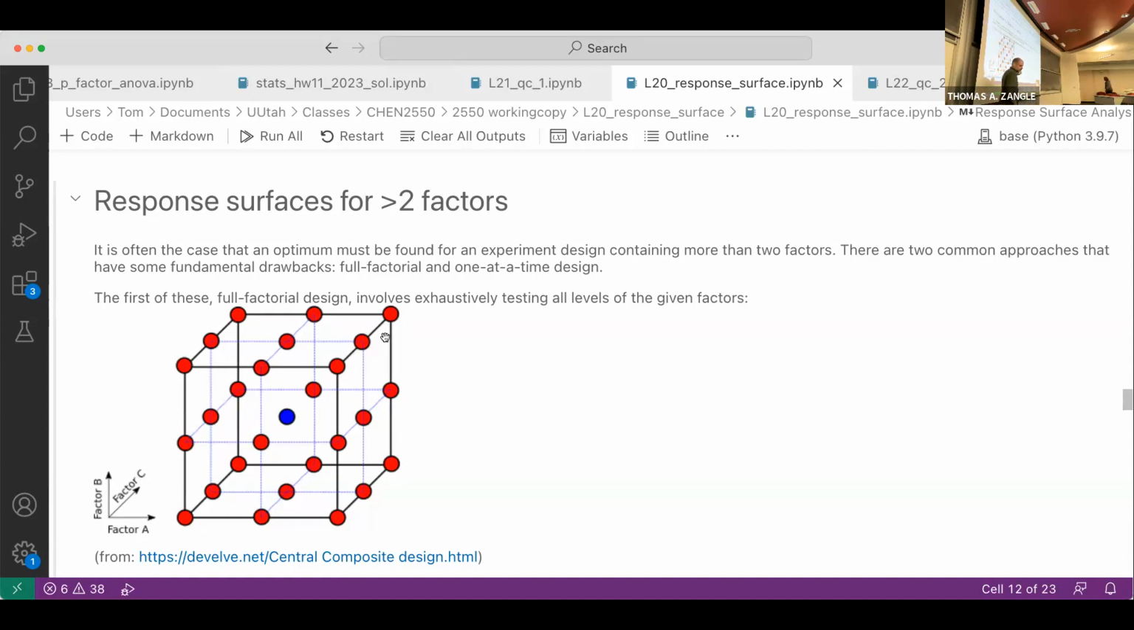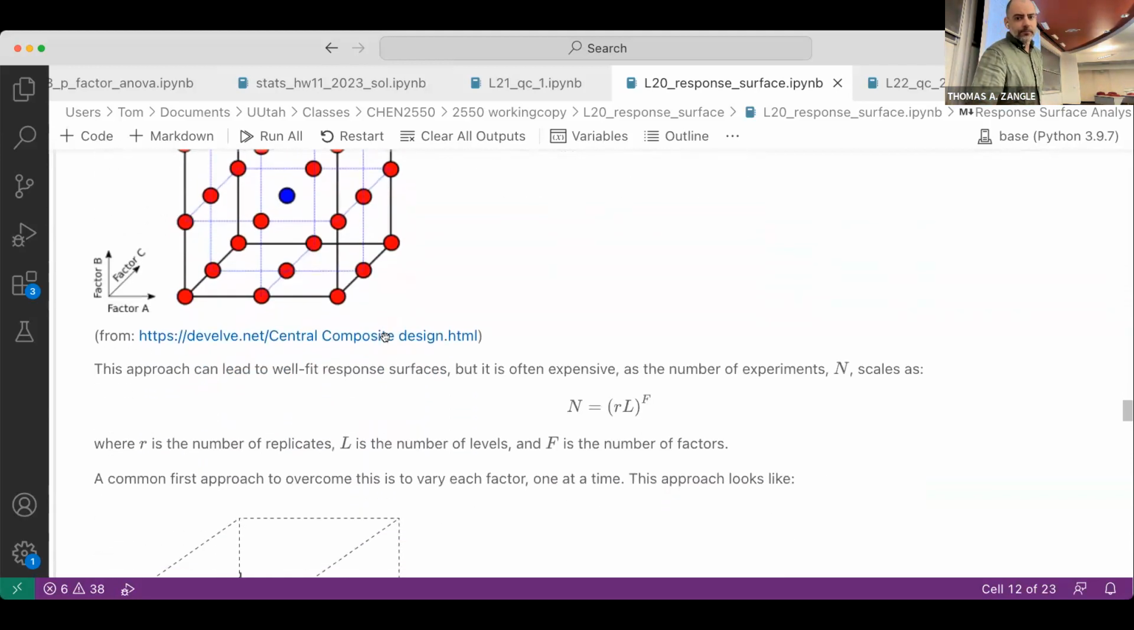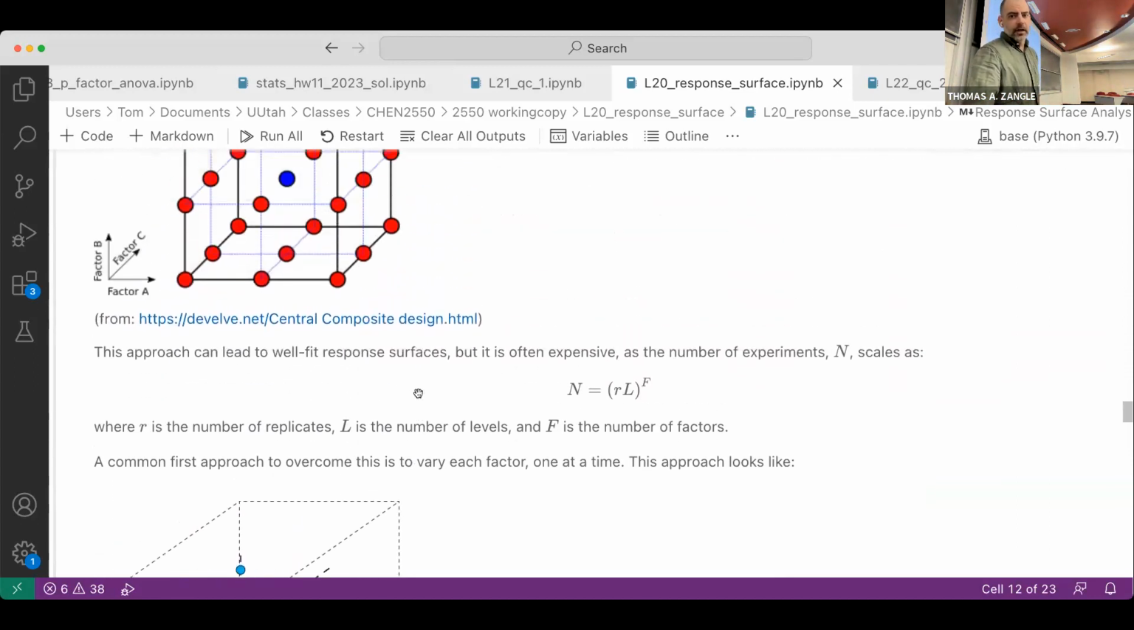This approach, if possible, gives you a great idea of what the overall response surface would look like within that 3D space. But the downside is that you have to run 27 different experiments, and that may be costly, or may not even be possible, depending on what you're trying to investigate. If what you're trying to do is find the optimum condition within this space, we can definitely do better than that. It can lead to a well-fit response surface, so we can definitely fit a surface here, but it's often expensive.